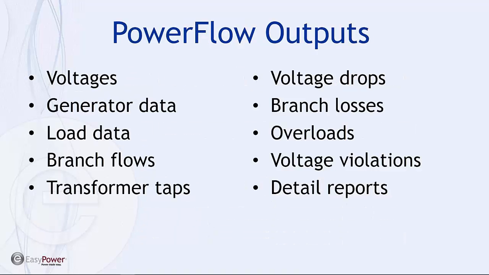Now, the ultimate goal then, by making these adjustments, is to be able to identify what the system's power flow parameters are or should be, and that includes bus voltages, generator data, load data, current flow, both real and reactive, transformer taps, branch losses, overloads, and then the detailed reports, which ultimately is what you want to be able to track against your real system.